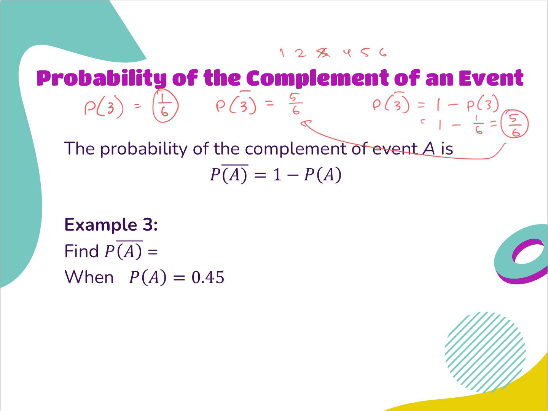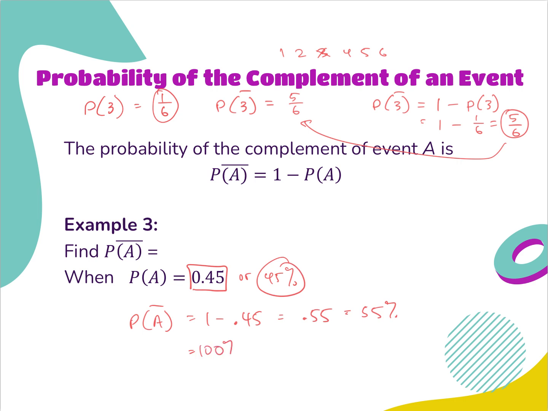So if it tells you that the probability of an event occurring is 0.45 or 45%, the probability of the event not happening is 1 minus 0.45, which is 0.55, which is 55%. I also like to do it as percents. It's 100% minus 45%, which equals 55%. Either way works.